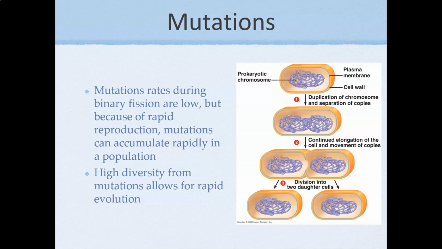So that high diversity from mutations has allowed them to rapidly evolve, mostly because we're talking about evolution and reproduction on our scale of time. But again, if we were to scale this all back out, it's really not happening any quicker or at any higher rate than we're seeing in more complex organisms.